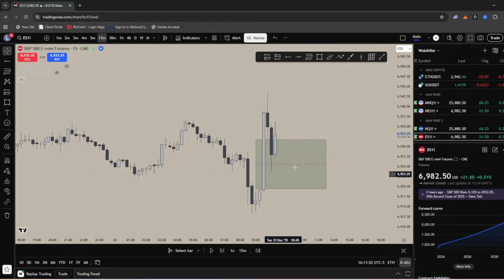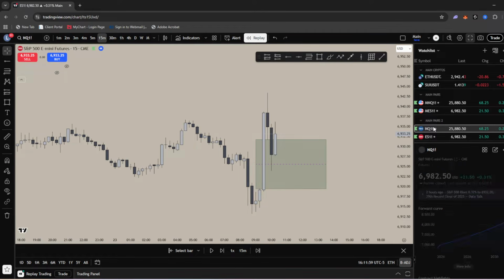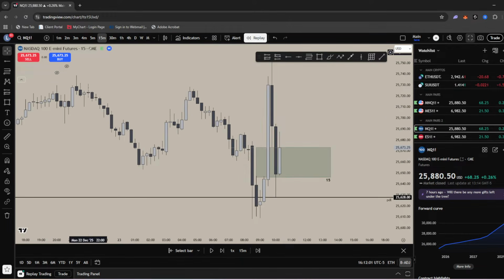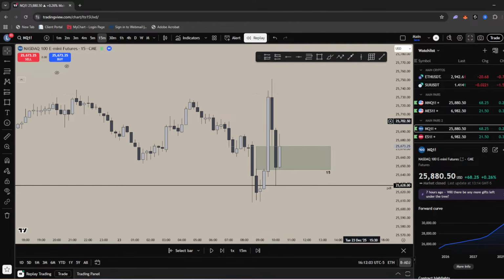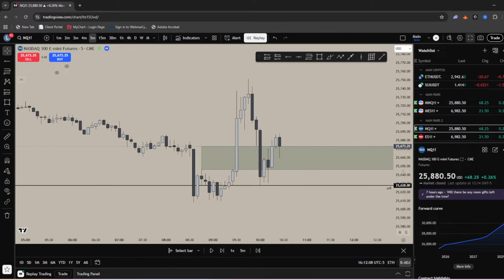Both NQ and ES are respecting a 15-minute fair value gap, while ES is respecting the CE point of that gap. We have an SMT on the higher time frame. So what do we do here? We're just looking for an entry. So we could say, okay, we want to see price continue higher, maybe back up to this high, or just take out an internal draw.